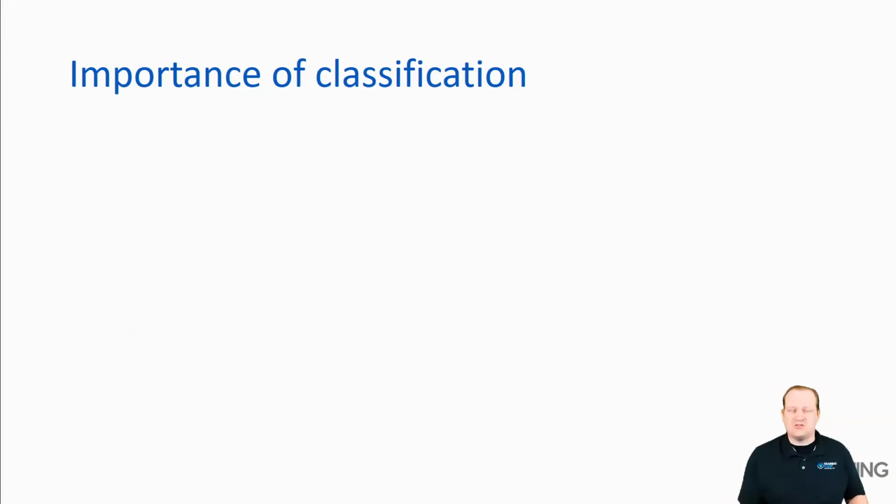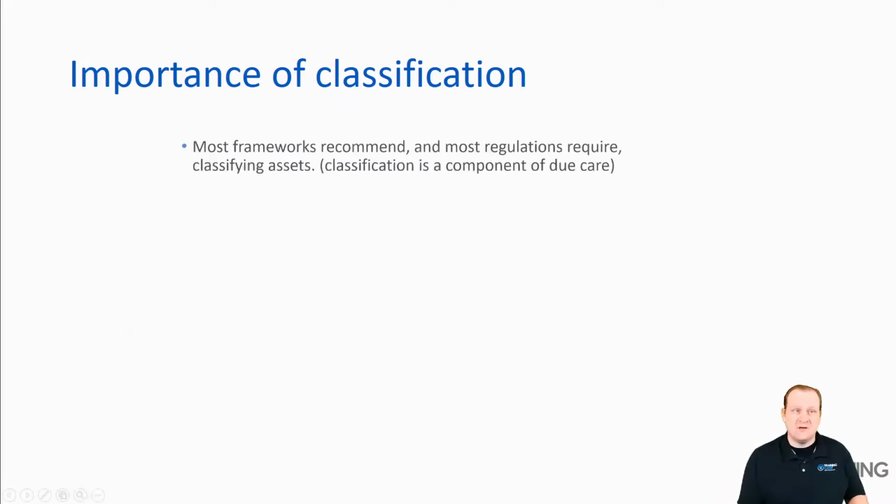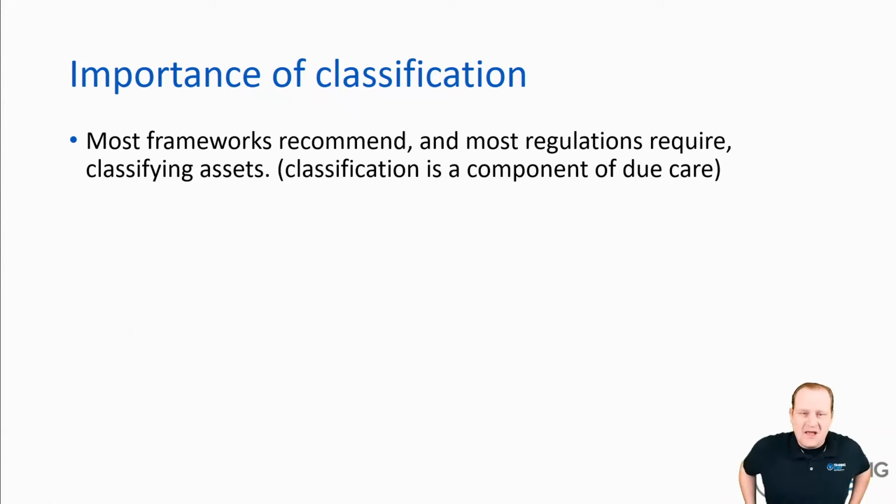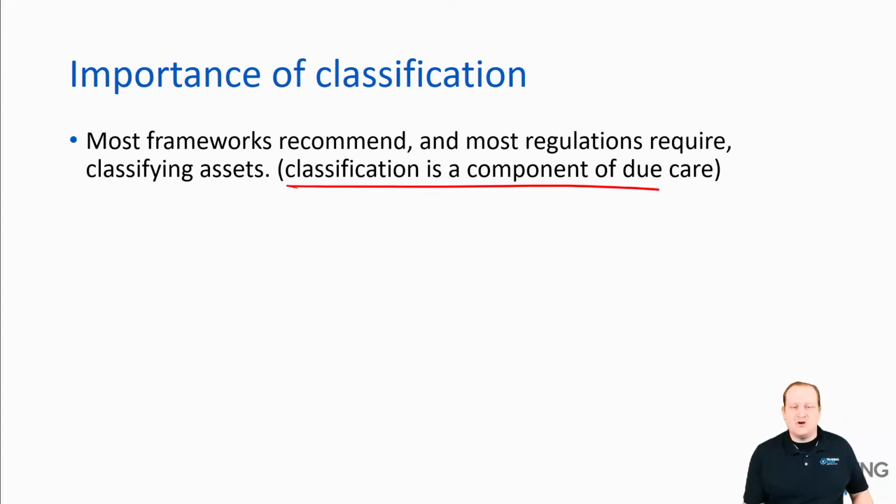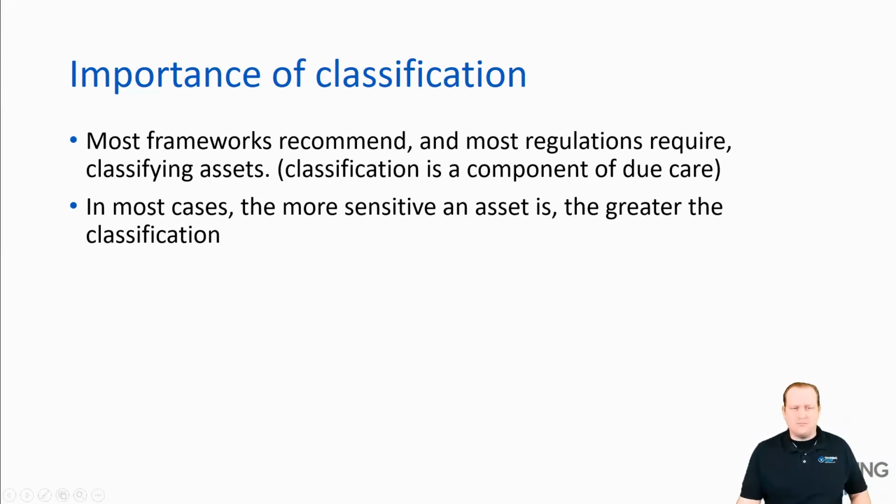Now, classification. Almost all of the frameworks mention that you need some form of classification, and lots of the regulations also dictate this is true. All right, so most frameworks recommend, most regulations require classifying an asset. And by doing so, you are demonstrating a component of due care. Now, in most cases, the more sensitive an asset is, the more valuable it is to us, the greater the classification. As in, higher levels of classification get better protection.